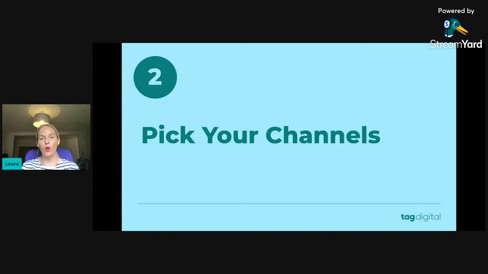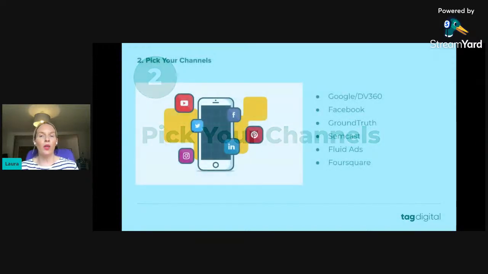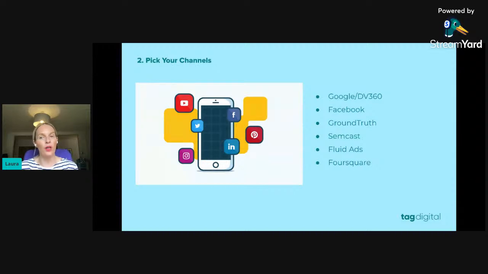So the second tip is pick your channels. Decide on the channels that you want to geofence and decide on the media that you're going to use to do both of those. We do a lot of geofencing on either the Google Display Network or the programmatic network, which is part of Google, called DV360, and Facebook/Instagram. Both of those use radius targeting, and radius targeting is where you pinpoint a location.